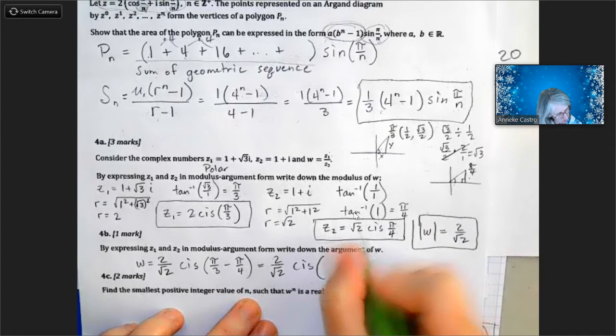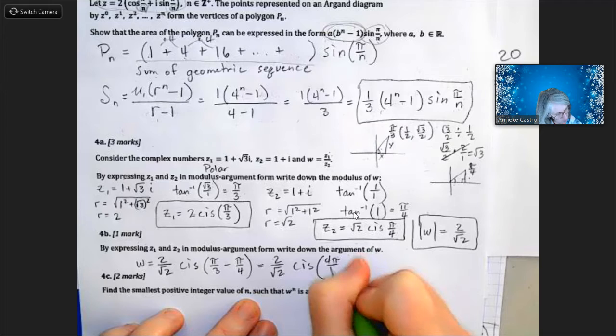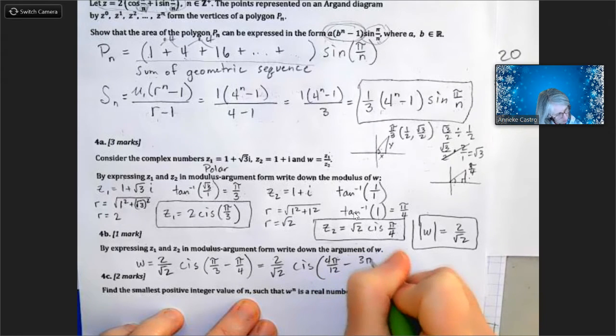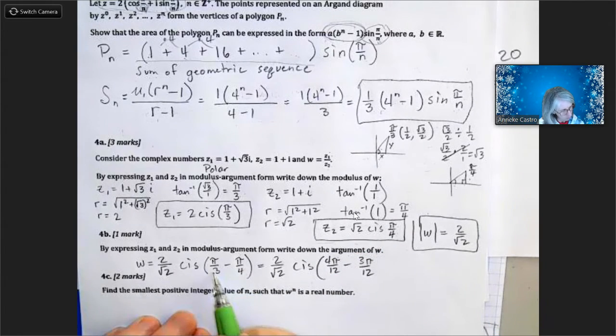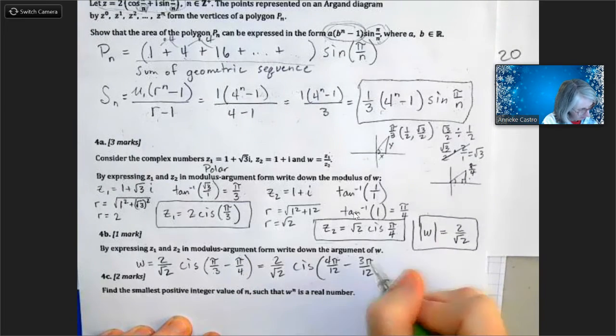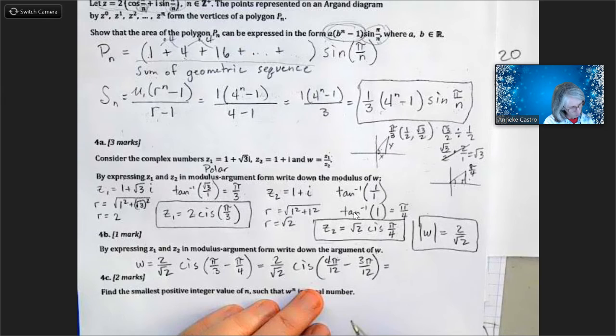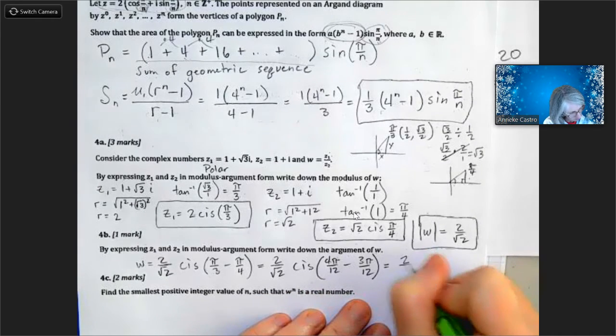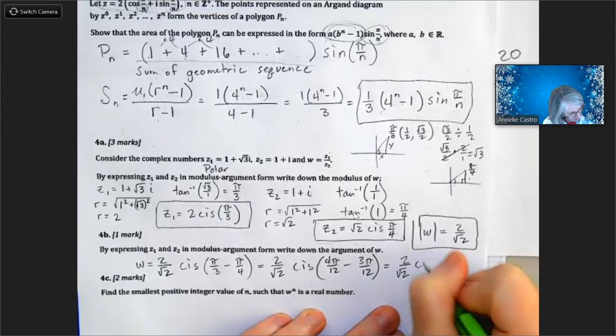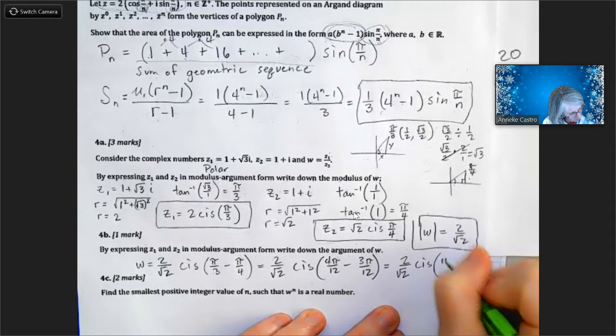My common denominator is going to be 12. So 4 pi over 12 minus 3 pi over 12, because I multiplied this one by 4 over 4 and this one by 3 over 3. And so that's going to leave me with 4 minus 3 is 1. So I'm going to be left with 2 over root 2 cis of pi over 12.